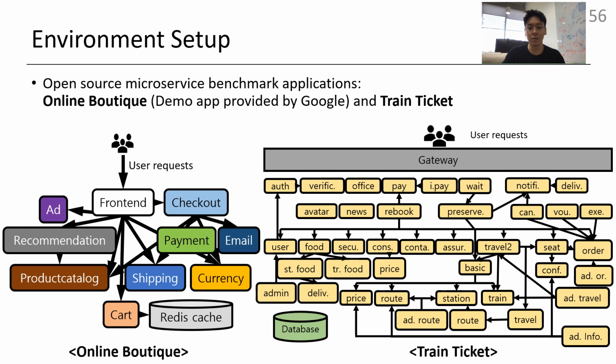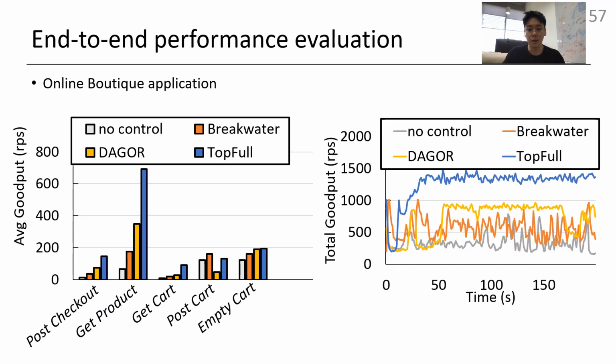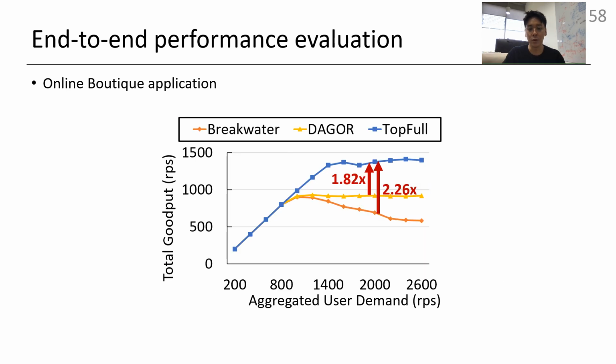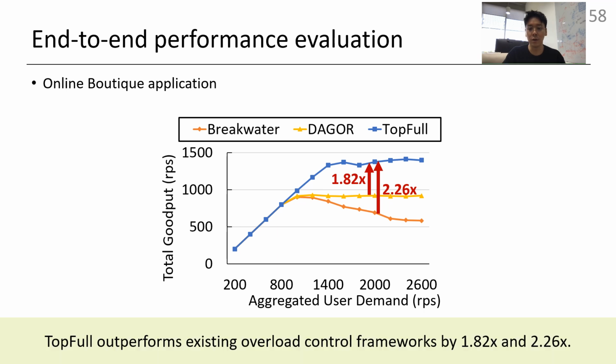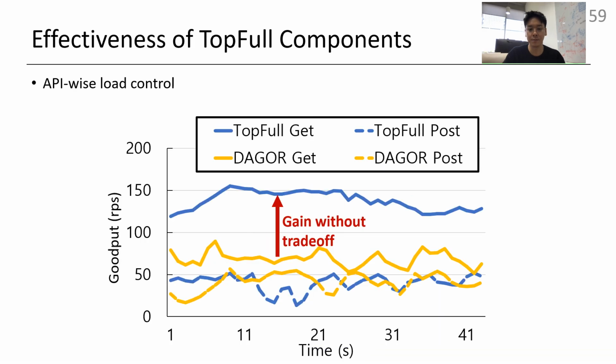We tested TopFull on open source benchmarks, Online Boutique and Train Ticket, which consist of 11 and 41 microservices respectively. This shows an end-to-end performance result of TopFull, Dagor, and Breakwater. Under an overload, TopFull achieves higher average throughput on every API compared to the baselines. The right graph shows a timeline of aggregated total throughput of APIs, and TopFull achieves a higher throughput the entire time. We also tested different severity of overloads by changing user demands. Overall, TopFull outperforms Dagor by 1.82 times and Breakwater by 2.26 times.